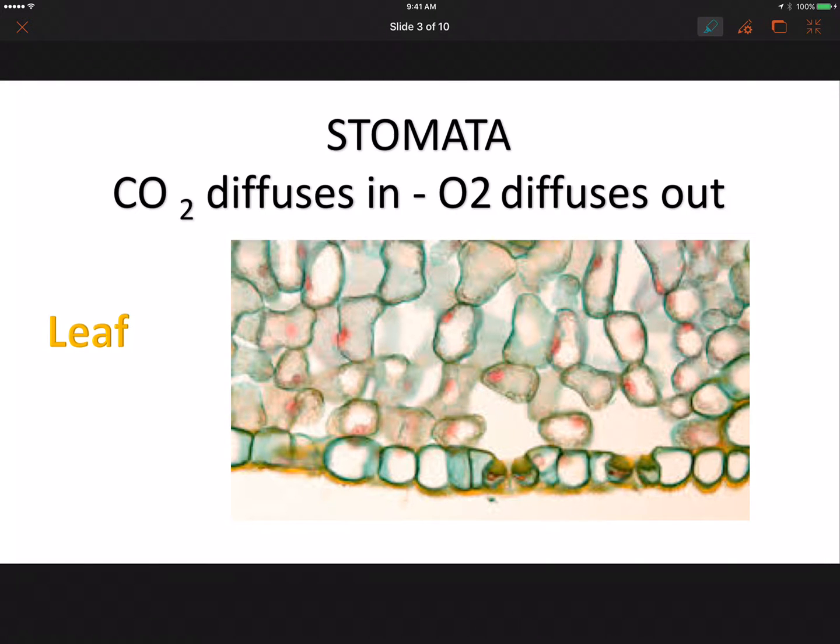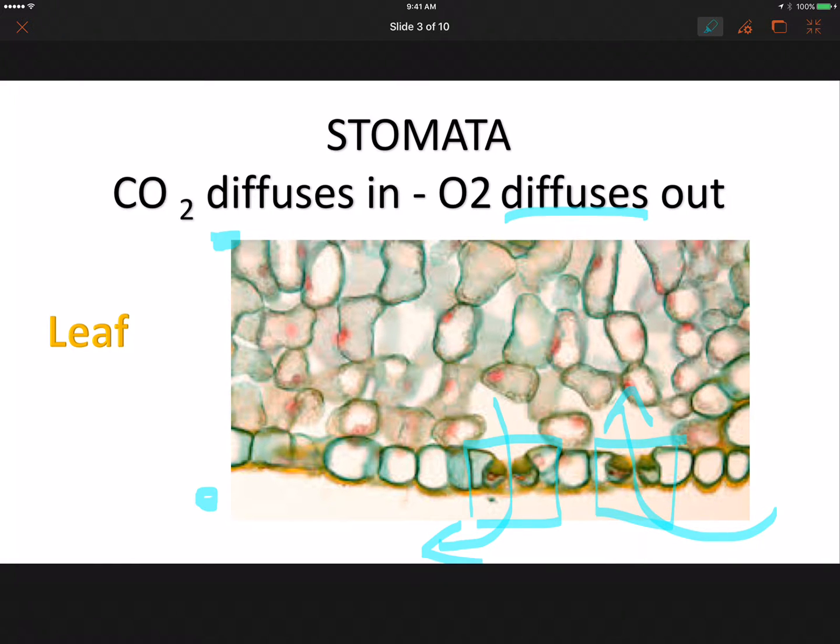Another review of our stomata. If you remember, we have a leaf, we have the top of our leaf, we have the bottom of our leaf. On the very bottom of my leaf, I have some holes called stomata. These holes allow carbon dioxide to go into my leaf, and they allow oxygen to come out of my leaf. That process happens through diffusion.